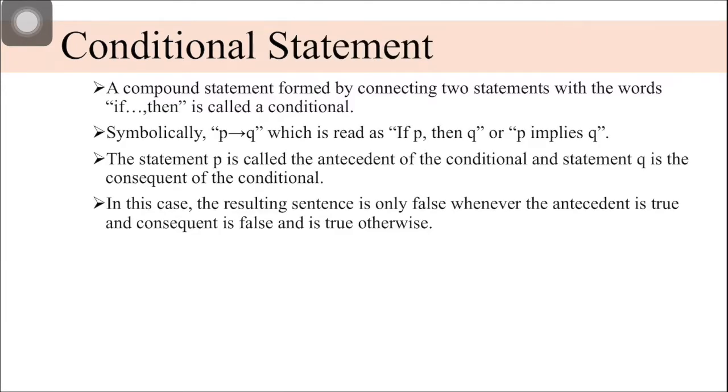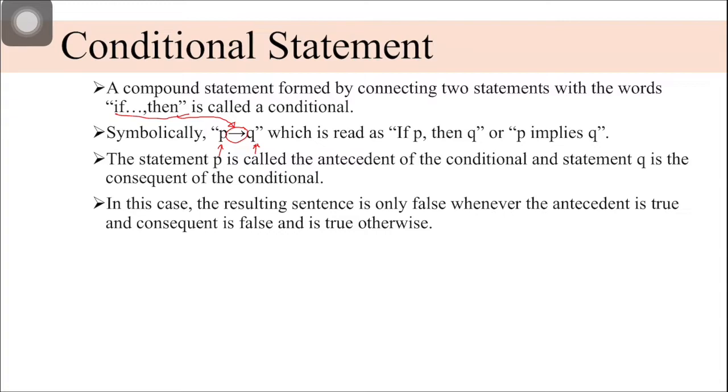So let's proceed to conditional statement. A conditional statement is a compound statement formed by connecting two statements with the words if, then. Symbolically, this is written as P arrow Q. This is statement P, this is statement Q, connected with the words if and then. Which is read as if P then Q, or P implies Q.